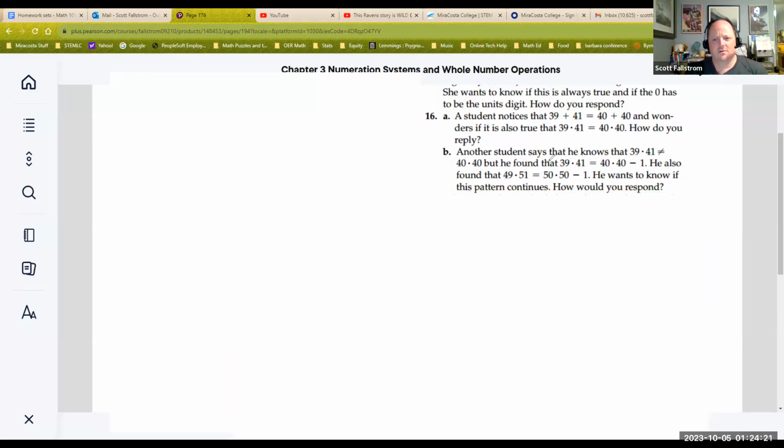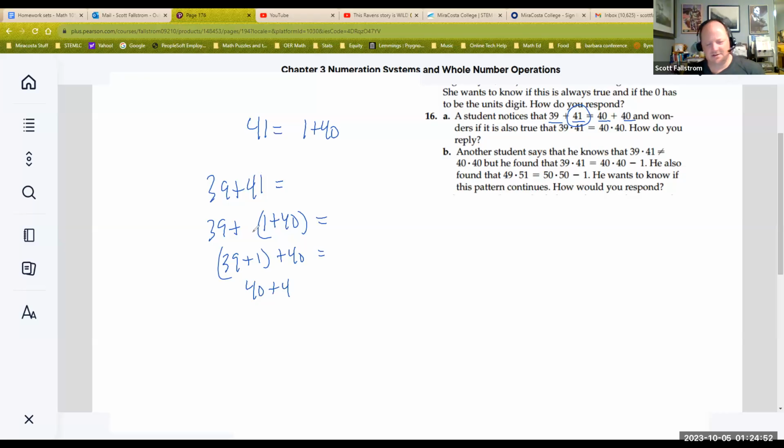And okay, so yeah, let's see. Your student notices 39 plus 41 is equal to 40 plus 40. Yeah, and that's okay, because remember, you can decompose 41 at any time into 1 plus 40. And so if you really had 39 plus 41, what you really have is 39 plus 1 plus 40, and that should make sense because that's still the same as 41. And then you use the associative property and you get 39 plus 1 plus 40, and you end up with 40 plus 40. So it works out really nicely.